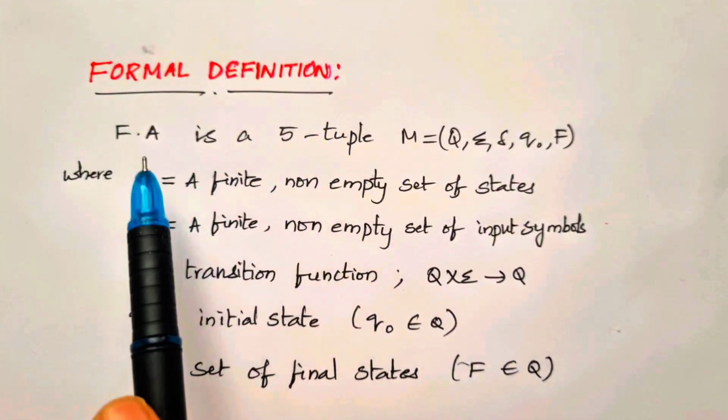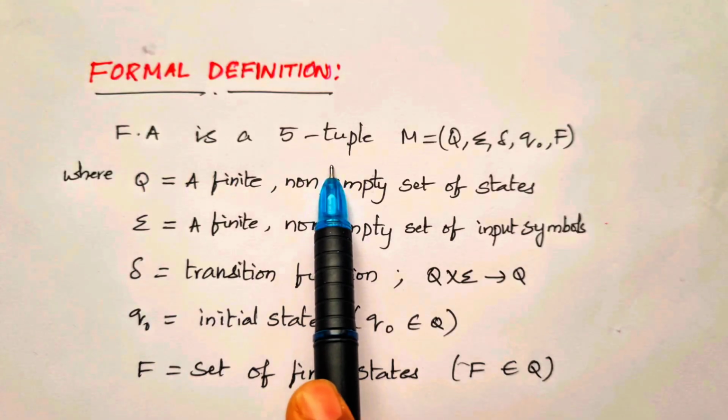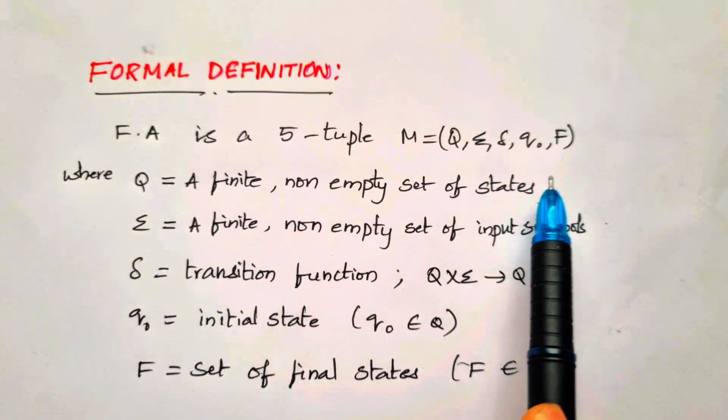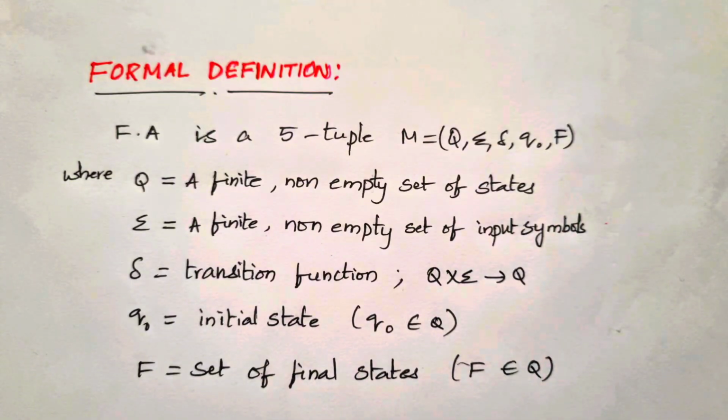Coming to the formal definition of finite automata, it is a 5-tuple M equal to (Q, Sigma, delta, q0, F), where Q represents a finite and non-empty set of states. Sigma represents a finite and non-empty set of input symbols, which is also called the input alphabet.